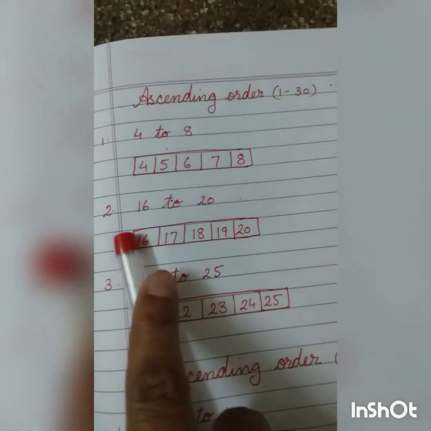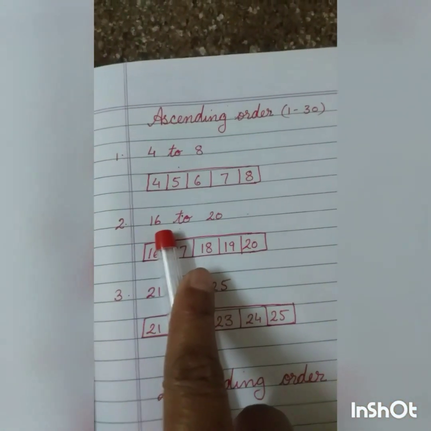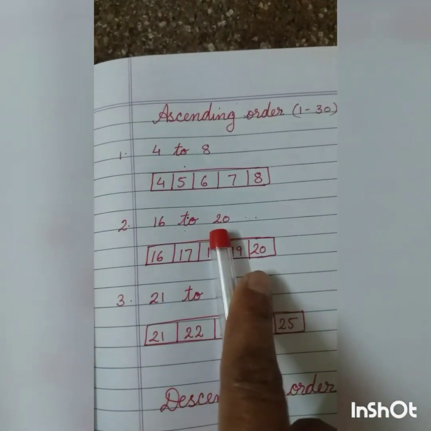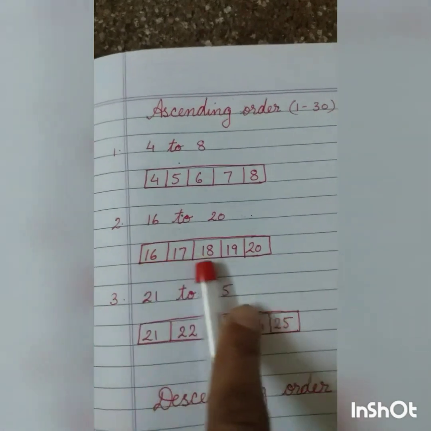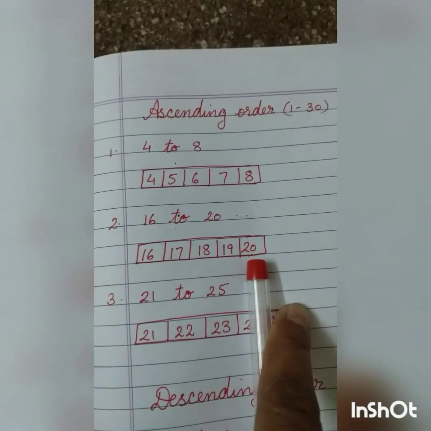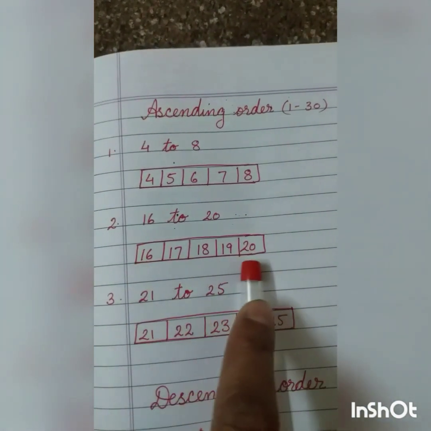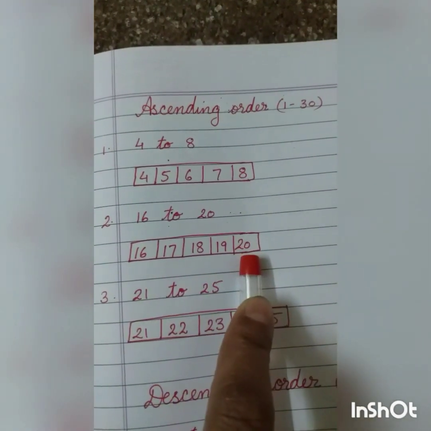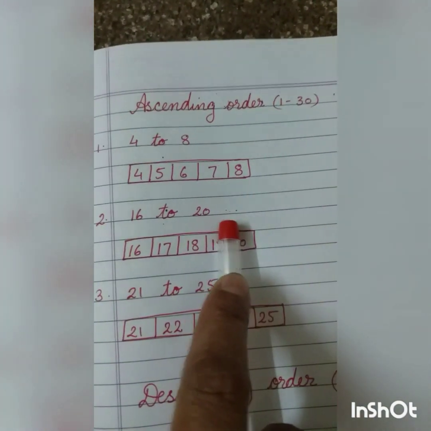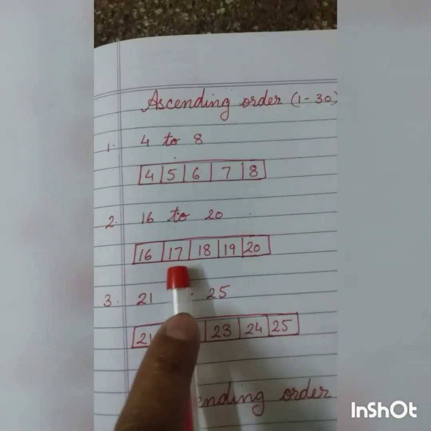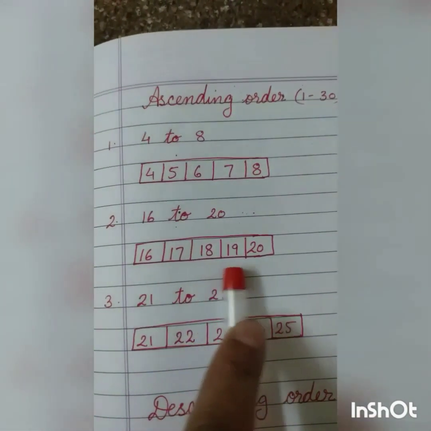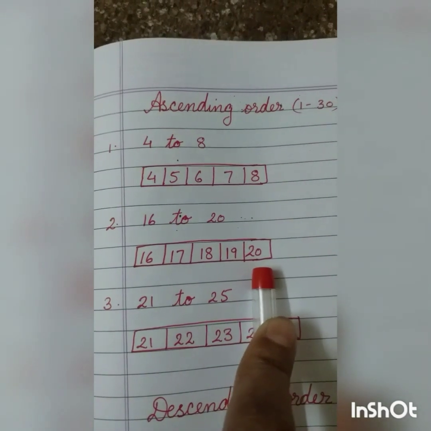Then number 2, 16 to 20. Here we will start with number 16 and we will end at number 20. Here also we are going to do forward counting. We are writing ascending order from 16 to 20. So 16, 17, 18, 19, 20.